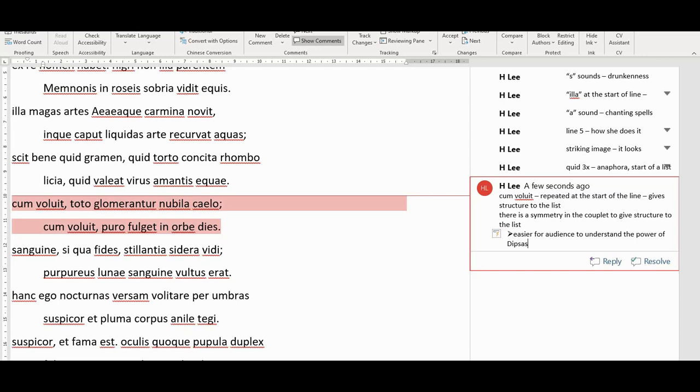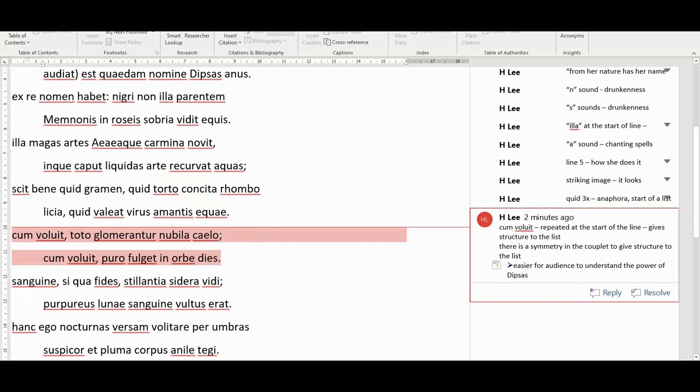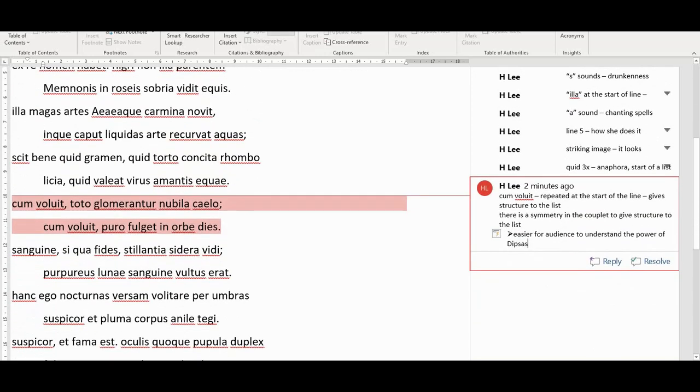Now, you don't necessarily have to go into all that detail. What you just need to do when you write an answer is your point, evidence and analysis. So all you have to say is Ovid has a symmetrical structure in the two lines of the couplet. In lines, what lines are they again? In lines 9 to 10, to make it easy to understand these two things that Dipsas can do when she wants. To make her power sound more terrifying. That would do.